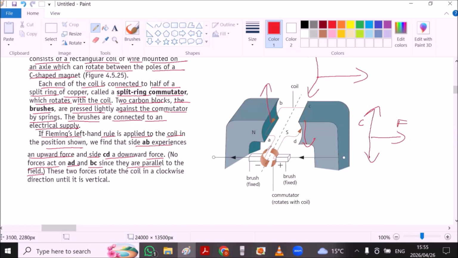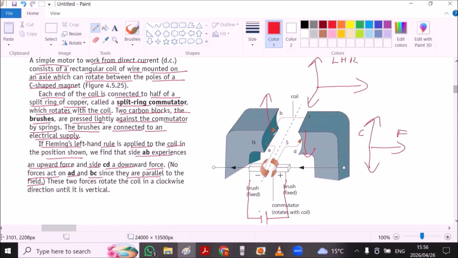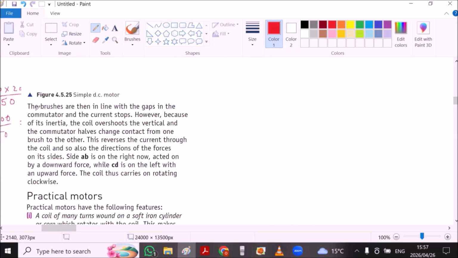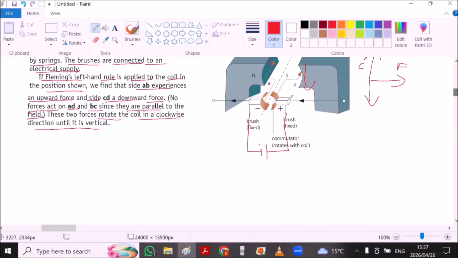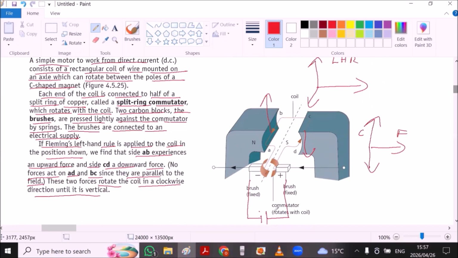So this is our split ring commutator, and these are the brushes connected to a DC power source, the positive and negative. So current will be flowing around. The upward force and the downward force on the coil will rotate the coil in a clockwise direction until it is vertical. When it is vertical, the brushes are then in line with the gaps in the commutator and the current stops. So the gaps will create an open circuit and the current will not flow when this is vertical.